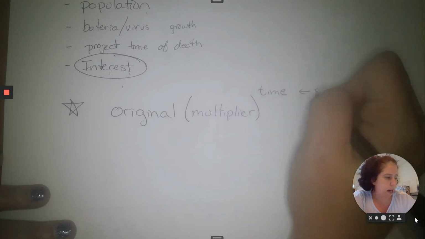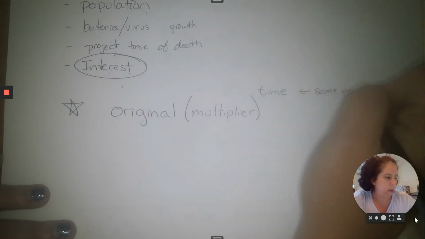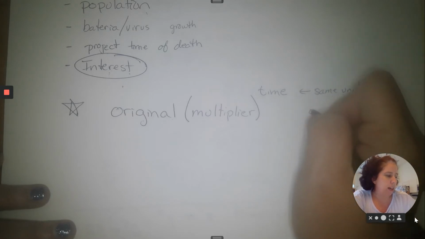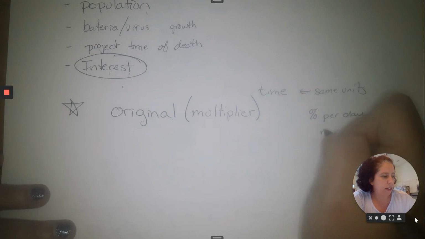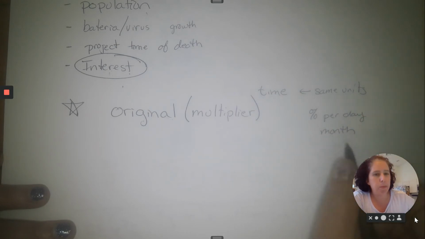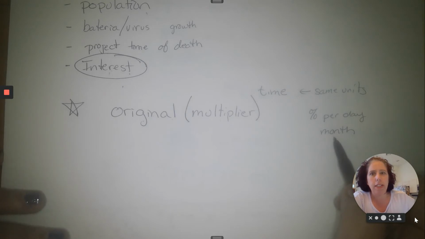Now, the time has to be the same units. So if it says it's percent per day, and then it asks you about how many months out it is, or if it's 2% a day, and then it asks how many there will be in a month.